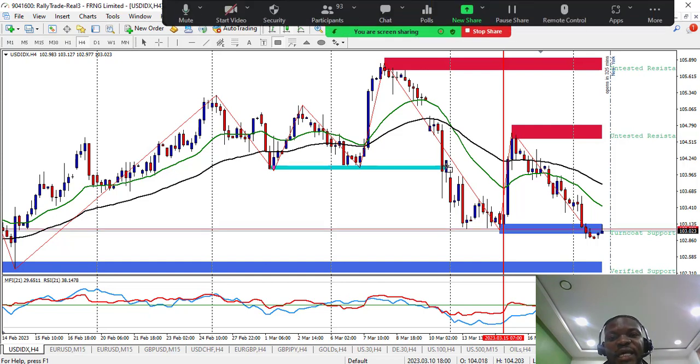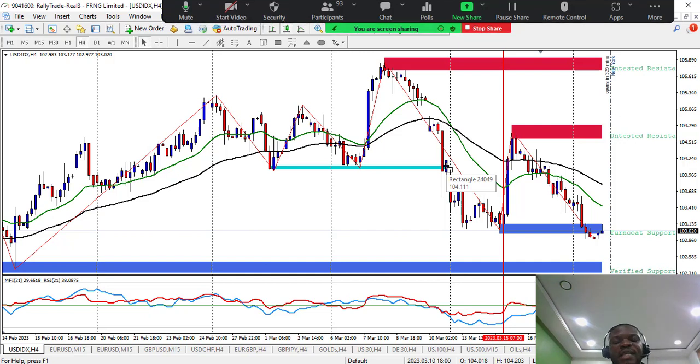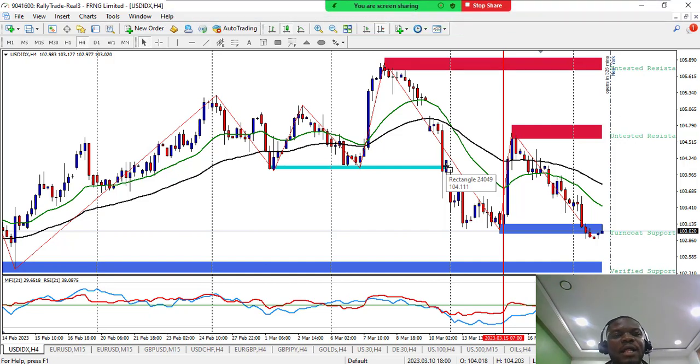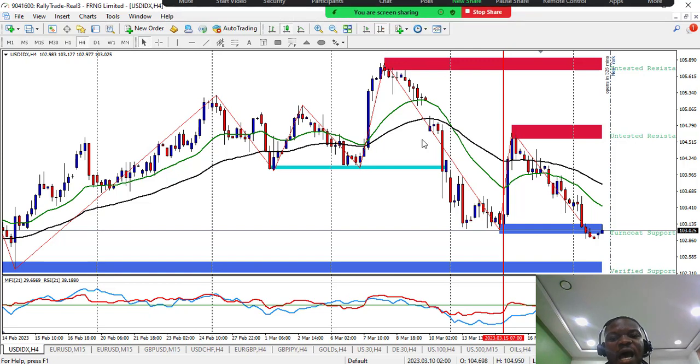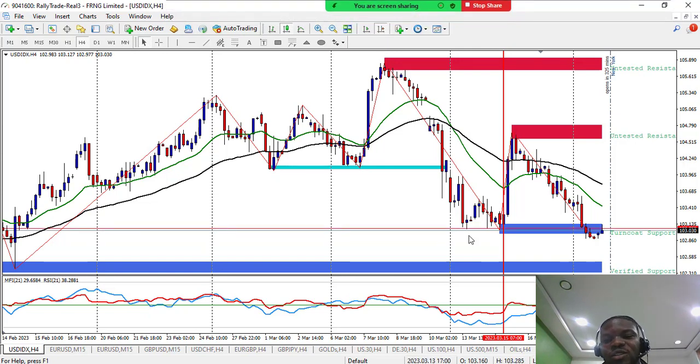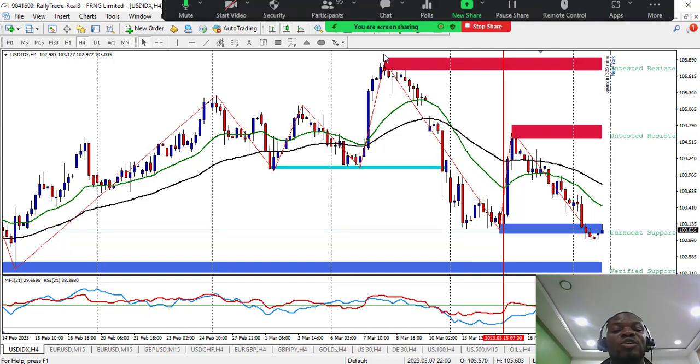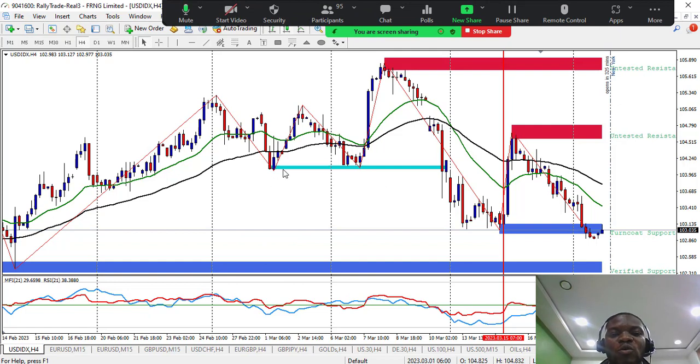That means the trend has changed. On the H4 time frame, technically speaking, the USD index has now shifted to the downside. I mean, it's no longer an upward trend. That's what I'm trying to say. So this is the high that broke this low. Immediately this high broke this low, we now have a shift towards the downside. So this is the structural high that took out this low, the structural low.